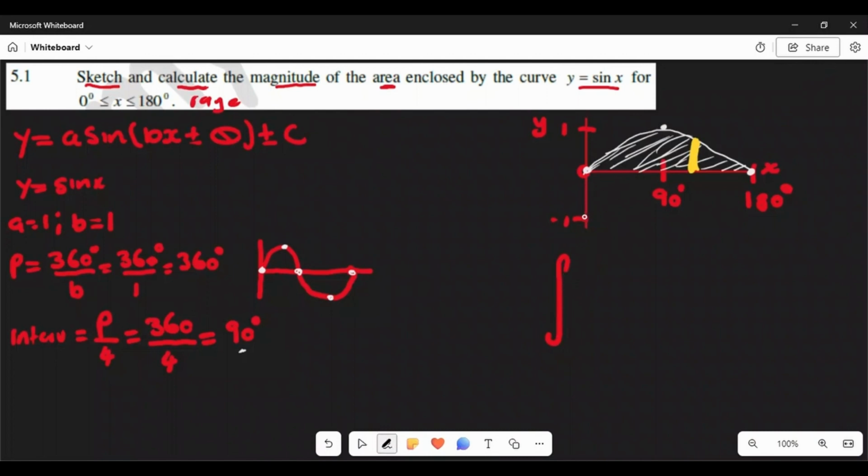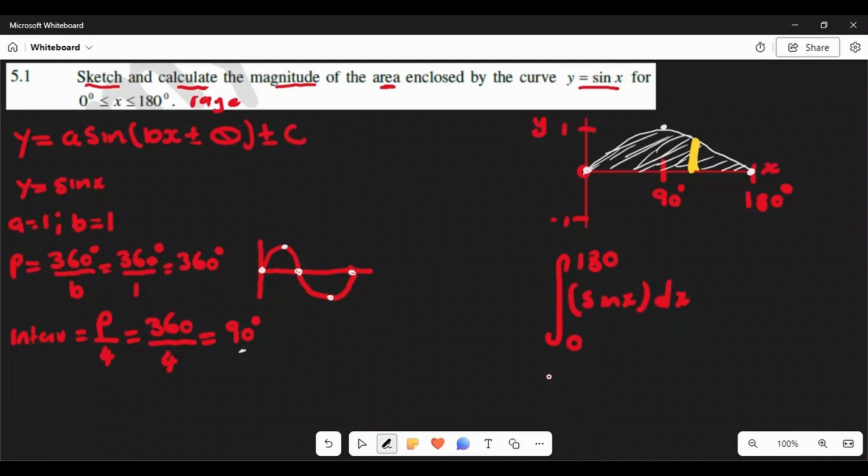Now we must have an upper limit and a lower limit. Our upper limit in this case is going to be 180, and our lower limit, since it starts from 0, is going to be 0. And then what are we integrating? We're going to integrate sine x dx. So, guys, what is the next step? The next step is to integrate this here. So let's integrate.